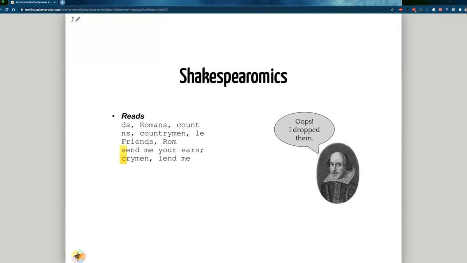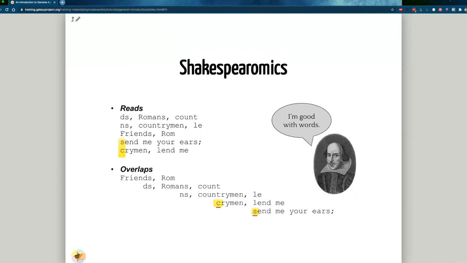So what we need to do now is find all the overlaps. As you can see here, "Friends Rom" kind of overlaps with this "ds Rom" here, doesn't it? So we can see this "ds Rom" overlaps with this "ds Rom", and so maybe they fit together. This read and this read fit together, and so we'll lay it out like this. And then we'll say "ns countrymen len". Oh look, there's an "ns count" here, so maybe they overlap as well, and so on and so on, and we find overlaps that make sense between our reads, and then we lay it out like this. Okay, so you can sort of see we've laid out all our reads with all of their overlaps.